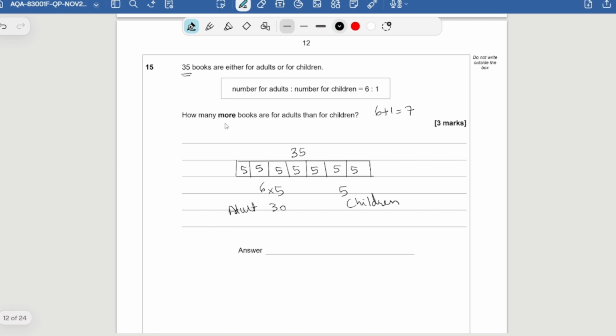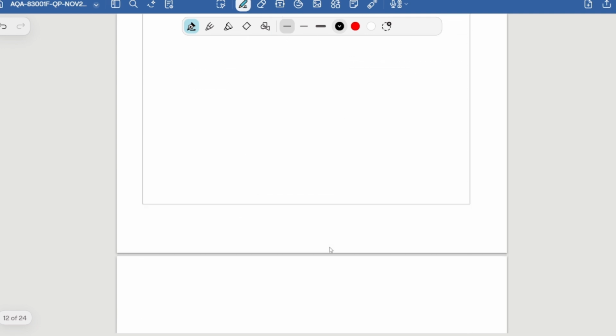It wants you to find how many more books there are for adults than for children. How many more books are there for adults? There are 30 and these are 5. So 30 take away 5 gives you 25. There are 25 more books for adults than for children.